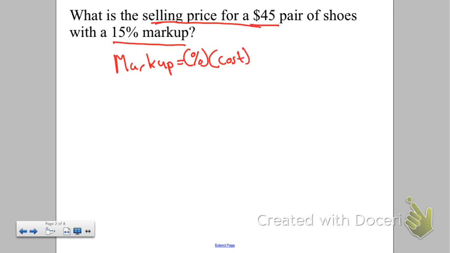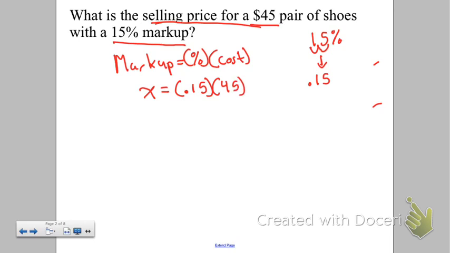I don't know what the markup is, so I'm going to call that X. My percent, I'm going to turn it into 0.15 because I need to turn my 15% into a decimal. So I move my decimal 2 times to the left, becomes 0.15. And the cost is 45. So now, when I multiply 0.15 multiplied by 45, I get 6.75.